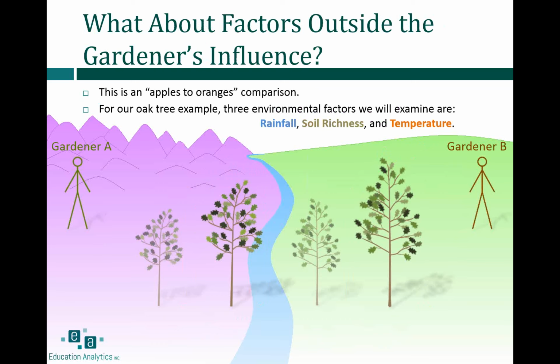But thinking back about what was missing from our analogy, we thought about starting height, but also those environmental conditions that were outside of the gardener's ability to change. The gardeners didn't get to decide if it rained a lot that year. They did not get to decide what the temperature was during their oak tree's experience. So we had an apples to oranges comparison happening still. So for our oak tree example, we've thought about three environmental factors that we would want to examine further: rainfall, soil richness, and temperature. We're going to try to level the playing field for these two gardeners by taking those three factors into account.